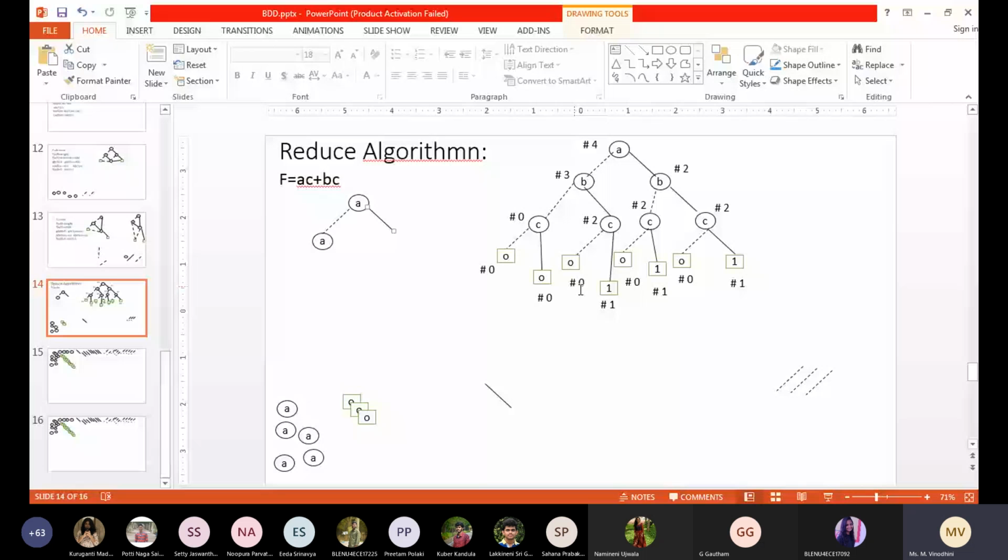If it is different, find out which value is highest. Among 0 and 1, 1 is the highest. So 1 plus 1, 2. So look at the values. If they are same, give the same value for that particular node. If the lower values are different, take the highest one and plus 1. For this B, 0 and 2, highest is 2, 2 plus 1, 3. And in this case, 2 and 2, both are same, so same value 2.